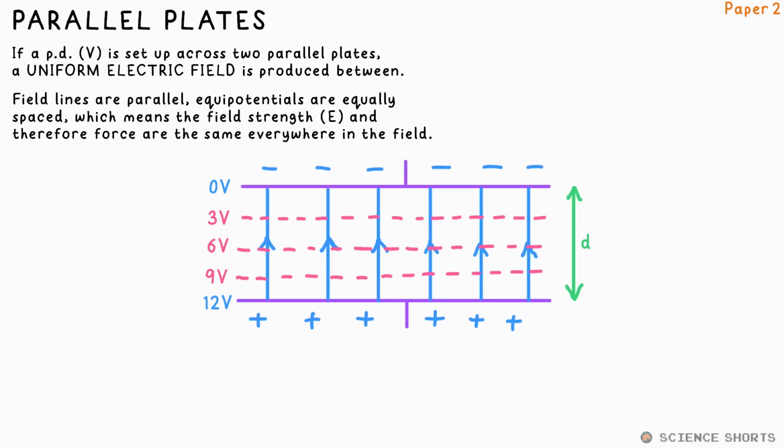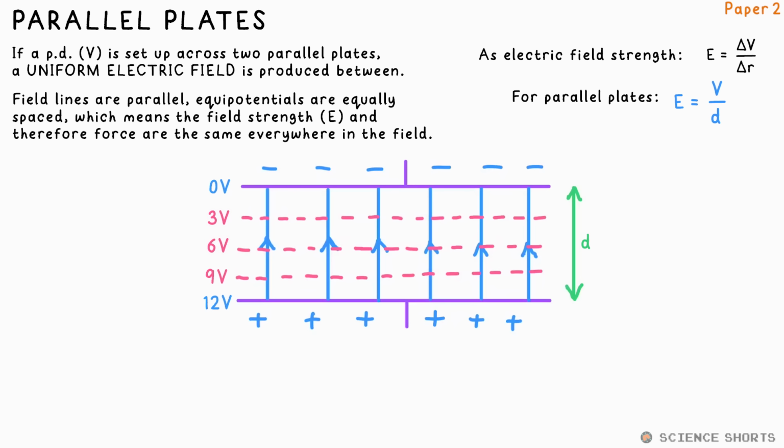We know that electric potential is measured in joules per coulomb, energy divided by charge. That means that if we take delta V over delta r and just replace them with the voltage, PD, between the two plates and the separation of the two plates for r, we find that the electric field strength is just equal to V over d, the voltage divided by separation of the plates.